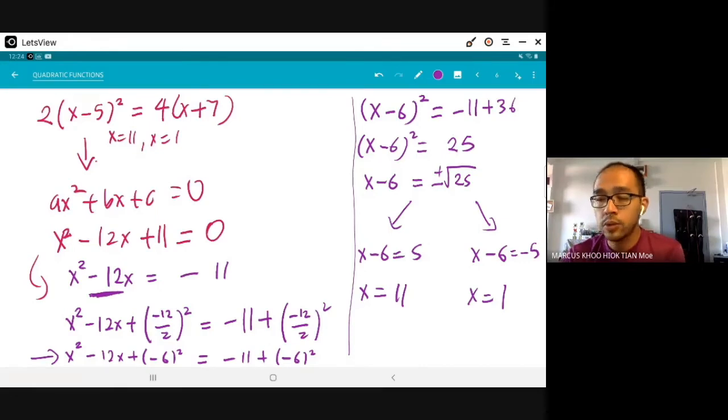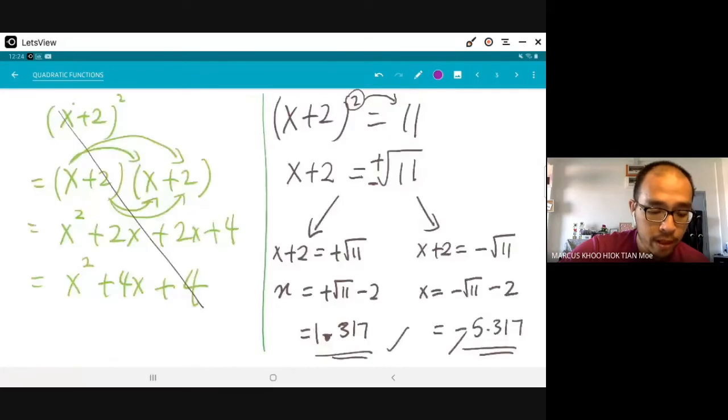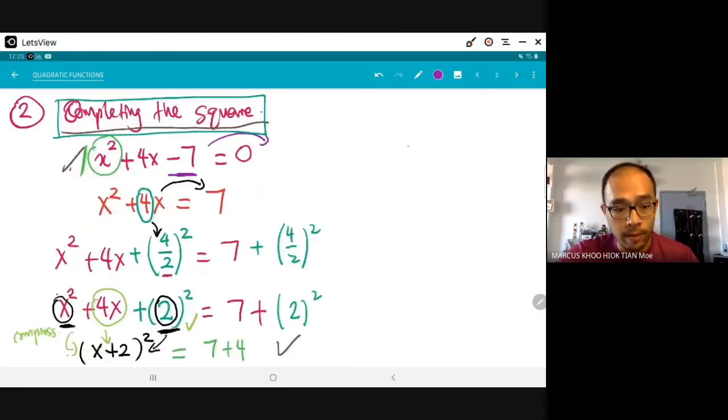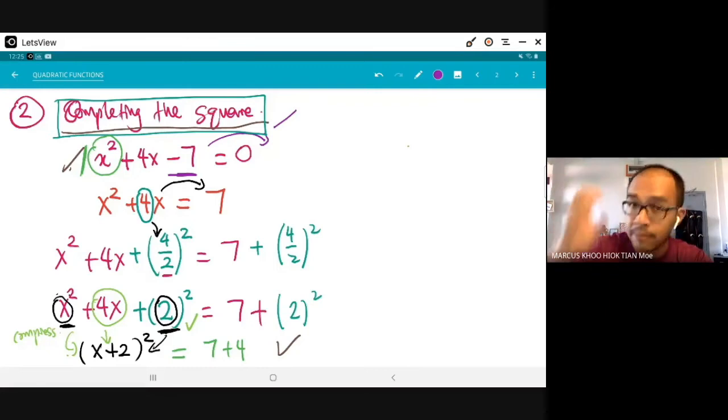Okay, I want to go to the third method. So the first method, macam saya cakap, is factorisation. Kita pakai kurungan-kurungan and then after we get the answer. Second method yang kita baru habis, which is completing the square. For me, completing the square is the most important method, because dia punya kegunaan dalam benda lain kan sangat banyak.